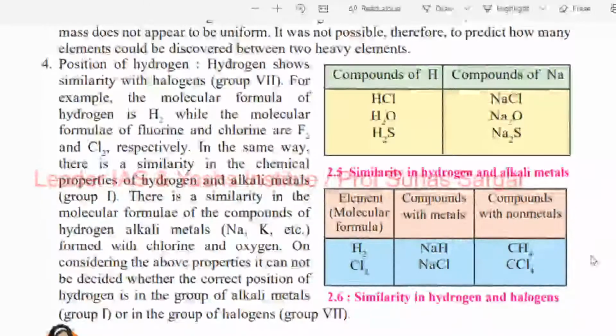The next, similarity in hydrogen and halogen. See the chart. Element, molecular formula, first column, and compounds with the metals and compounds with the non-metals. The element with the molecular formula hydrogen H2: the compound with the metal is sodium hydride, and the compound with the non-metal is methane. The element with molecular formula chlorine Cl2: the compound with the metal is sodium chloride, whereas the compound with a non-metal is carbon tetrachloride.